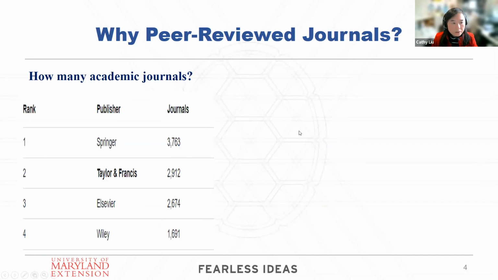Before going to that, how many academic journals are there? The number is very large. This table just shows the top 4 academic publishers. There are over 10,000 journals covering different research fields, so for any topic, our research can find the right journal to be published in.